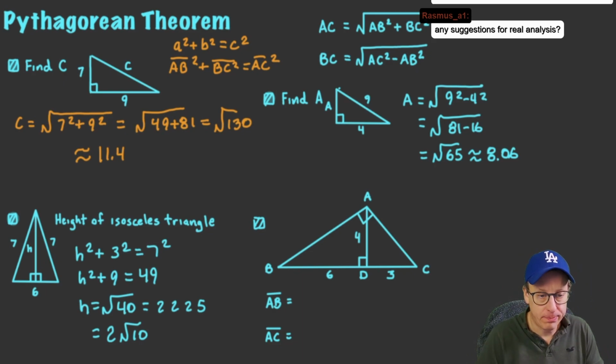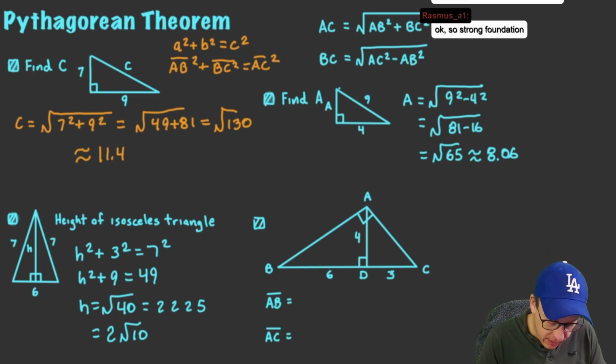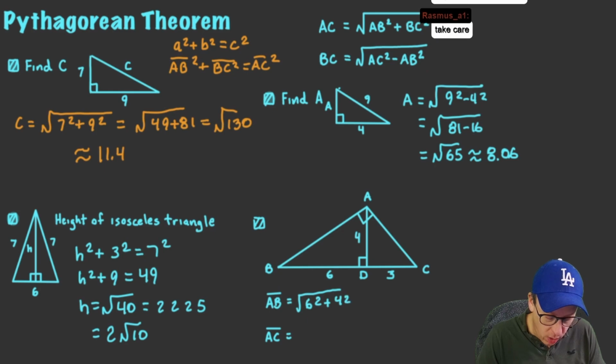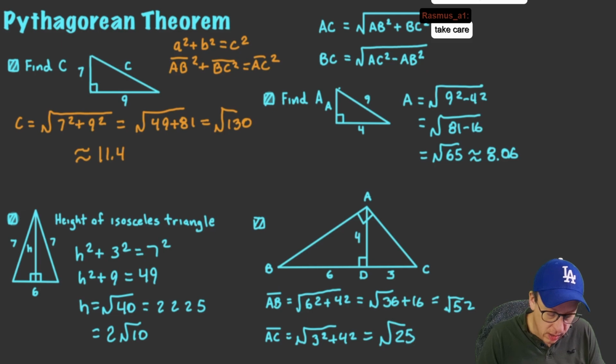Okay, so we got that. Well, let's solve this last one. So how are we going to find the value for AB? Again, we're going to do it in the same way. We'll take 6 squared plus 4 squared, which is going to be equal to the square root of 36 plus 16, which is going to be equal to the square root of 52. And this guy is going to be 3 squared plus 4 squared, which is going to be the square root of 25, which is equal to 5.